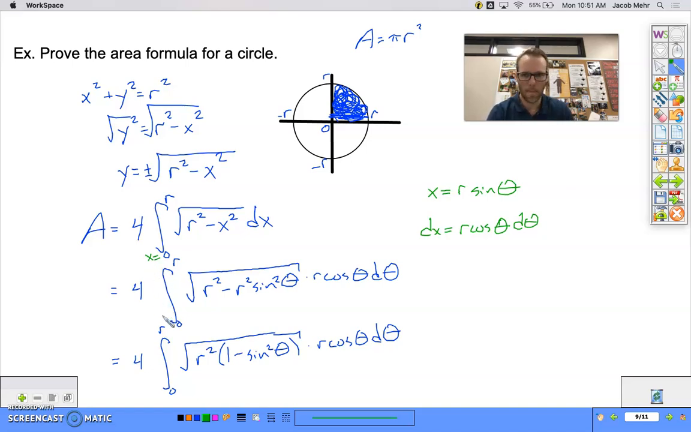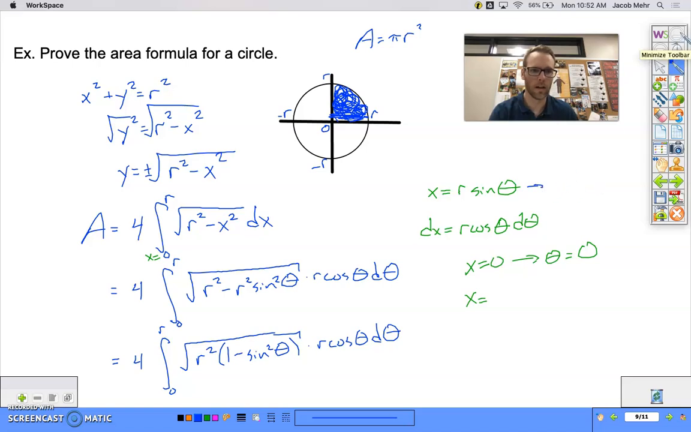Now let's think about it here. If x is 0, what is theta? If x is r, what is theta? Okay, so x equals 0 corresponds to theta equaling what? What is r times the sine of 0? Well, the sine of 0 is 0, so that's just 0. Okay. How about... Oh, I did that backwards here. My apologies.